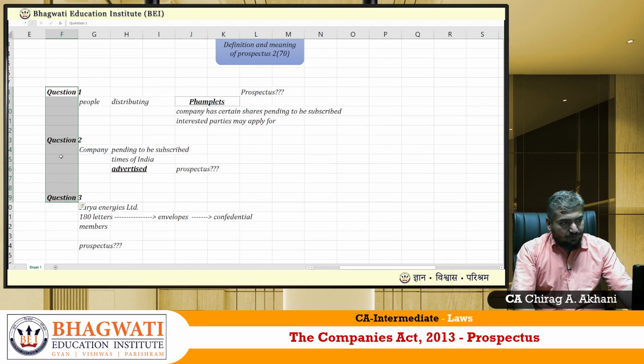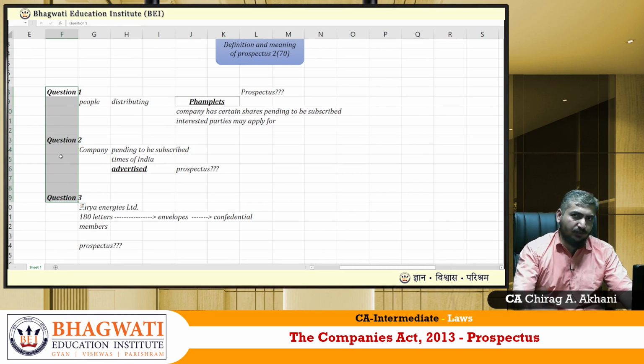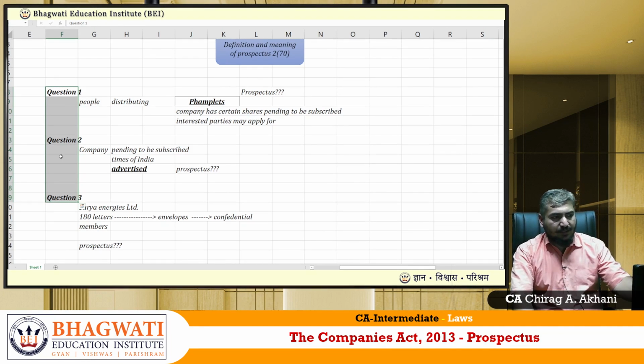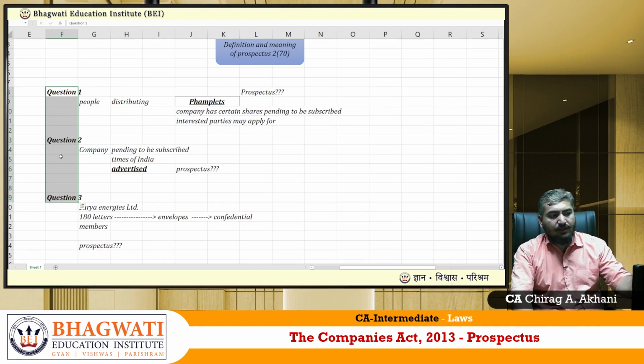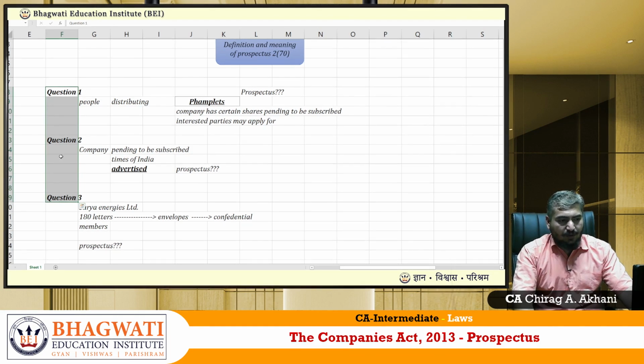So now we have the three questions. In the first question, people are distributing pamphlets, inviting the people that certain shares are still pending to be subscribed, and please you may apply. Same thing is happening in question number 2, but the medium is different: not pamphlets, but an advertisement in the newspaper. And third is distribution of envelopes having one word on the mark: confidential.